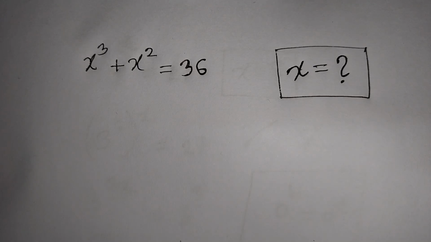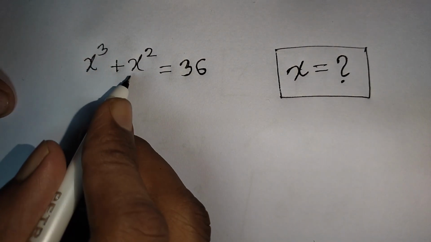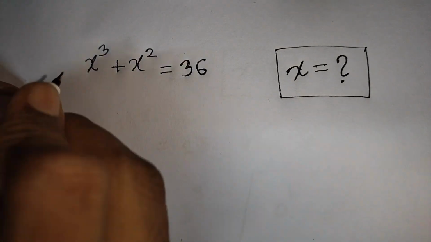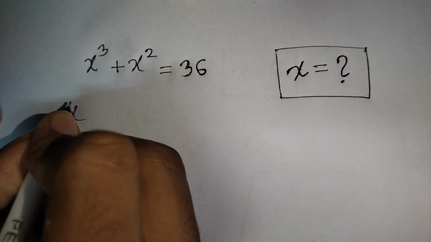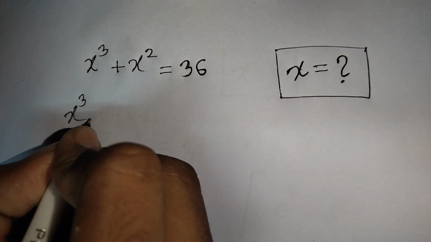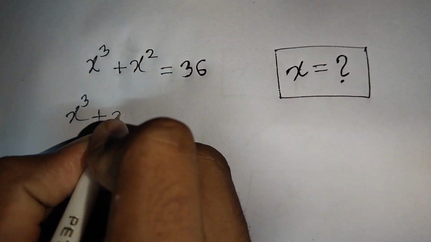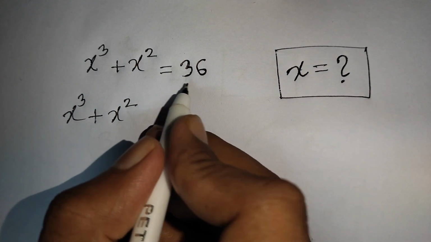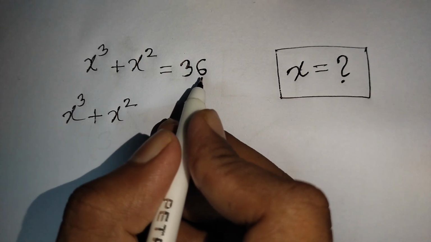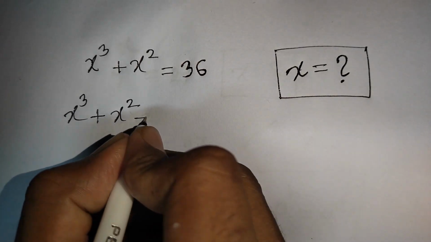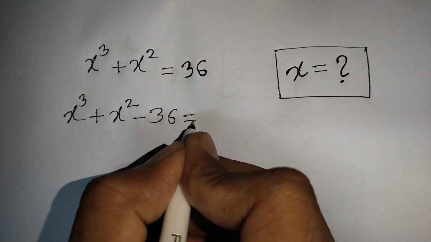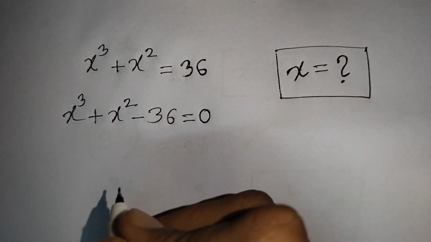How to solve x power 3 plus x power 2 is equal to 36. Find the value of x. So we have x power 3 plus x power 2 equals 36. Take this 36 to the left side, so this will be minus 36, then is equal to 0.